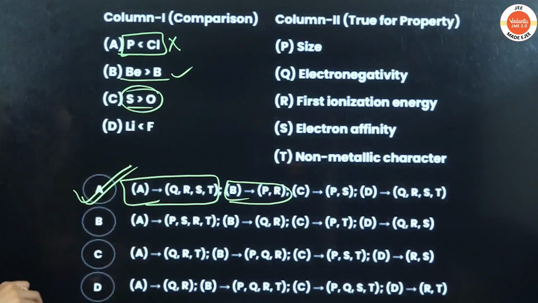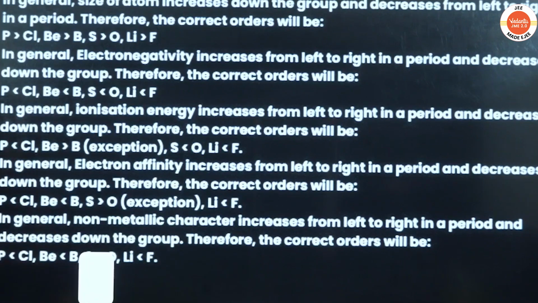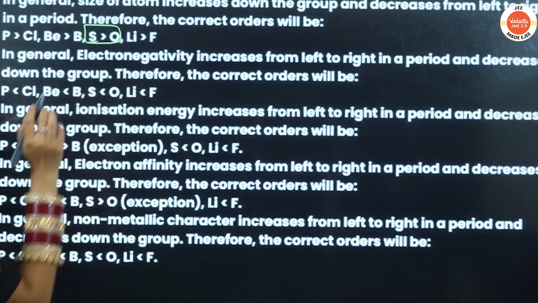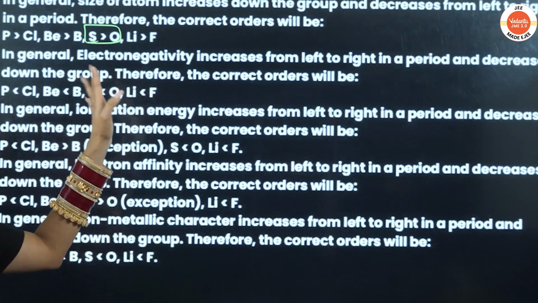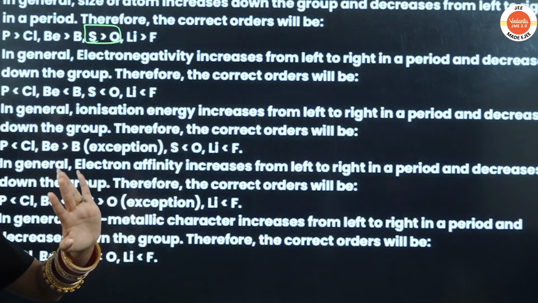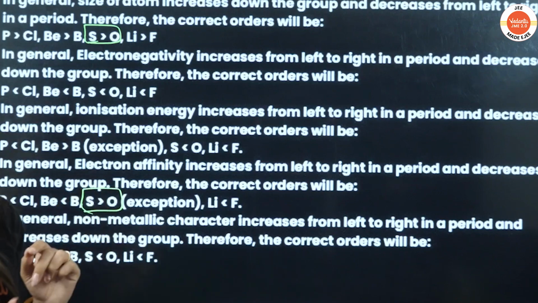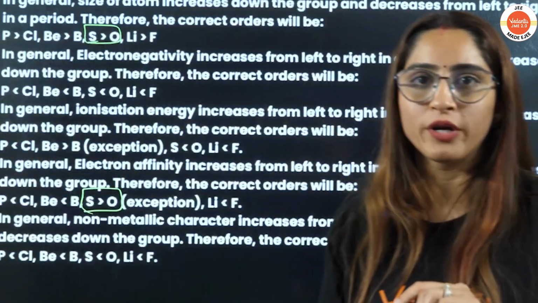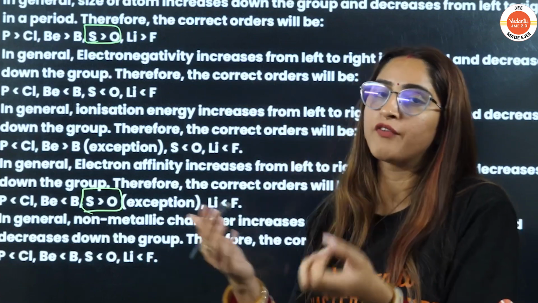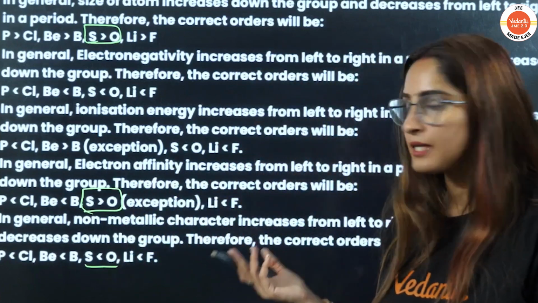Next is sulfur and oxygen. Talking about sulfur and oxygen, size here they are saying it should be greater. So size of sulfur is greater, definitely, right? But if you talk about electronegativity, that of oxygen is greater, right? Then ionization energy of oxygen is greater. Then talking about the electron affinity, that of sulfur is greater. Why? Because oxygen has lone pair electrons on it, so because of electronic repulsion, it is very difficult to gain an electron, right? Then non-metallic character of oxygen is more, right? Okay.